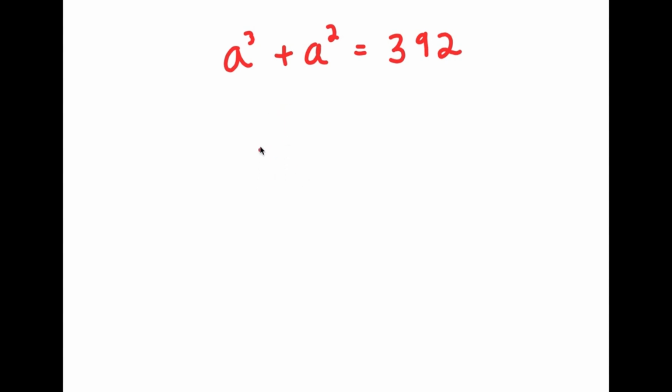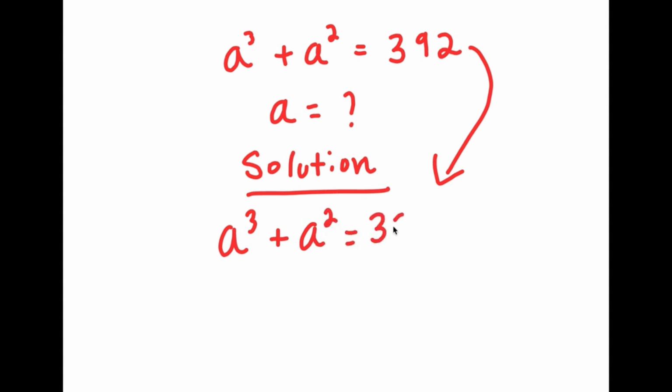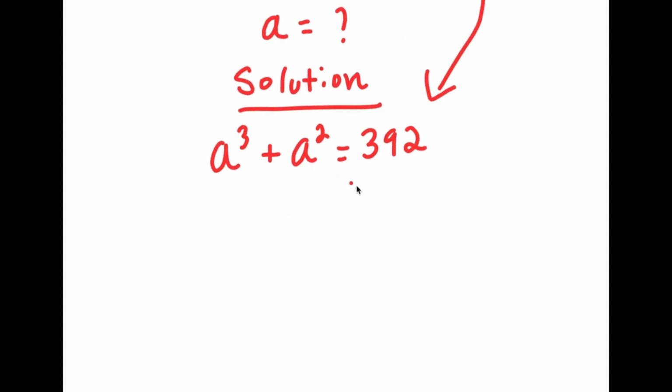Alright, so in this problem, I have a to the power of 3 plus a squared is equal to 392. So I obviously want to find the value of a here. For my solution, I'm going to first start by rewriting my equation here. So I get a to the power of 3 plus a squared is equal to 392. And now I'm going to subtract 392 on both sides.